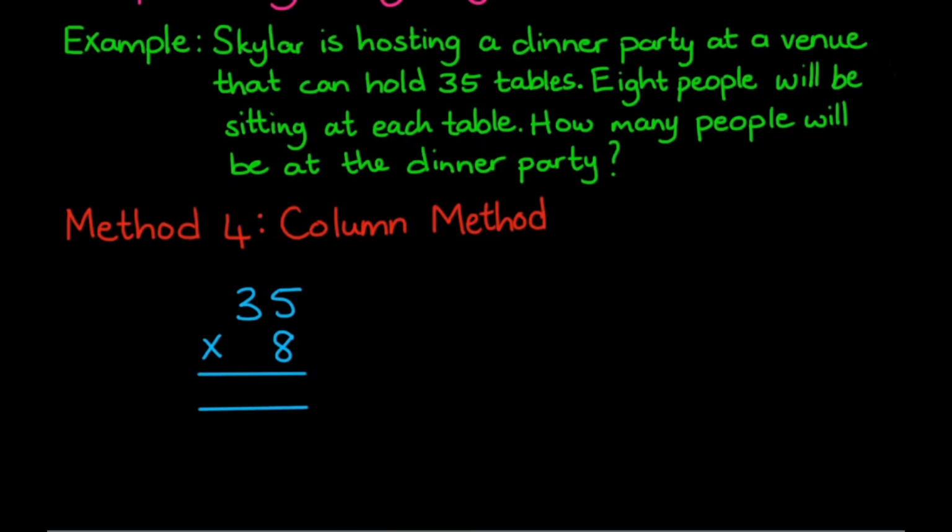The last method that we'll be using is known as the column method. So I'll take the 35 and underneath it I will multiply it by 8. So the first thing that we're going to do is we're going to work from right to left. So we're first going to multiply our unit and then our 10. So 5 multiplied by 8 is 40. So I'll add my 0 and I'll put my 4 on top of the 3. 3 multiplied by 8 is 24. And if I add the 4, I'll get 280.